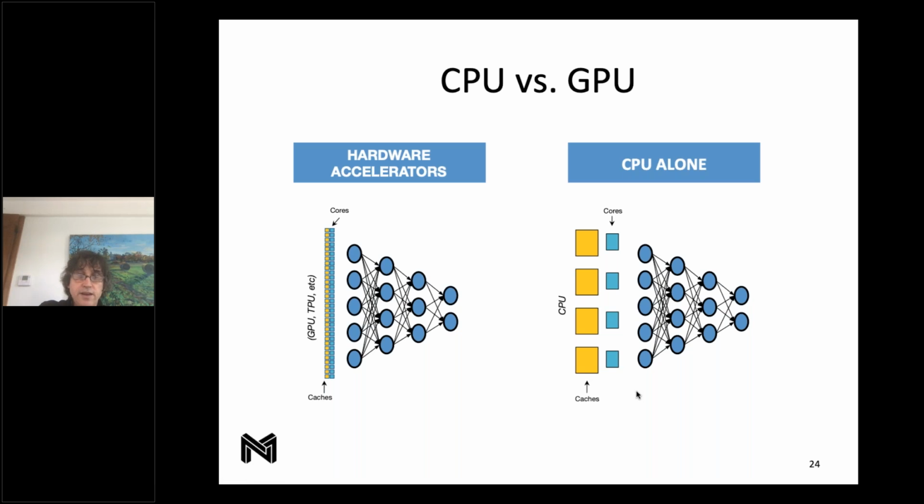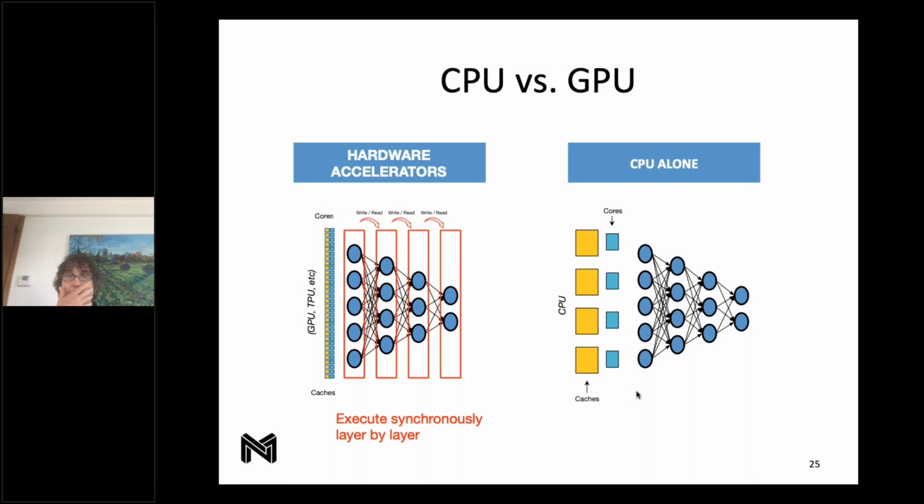Okay, so how do we do computation on these devices? Well, the typical way that you run on a hardware accelerator is to execute synchronously layer after layer. And this is the beauty. This is Krizhevsky's great understanding that you can use the GPU to run through the layers of the neural network in parallel.